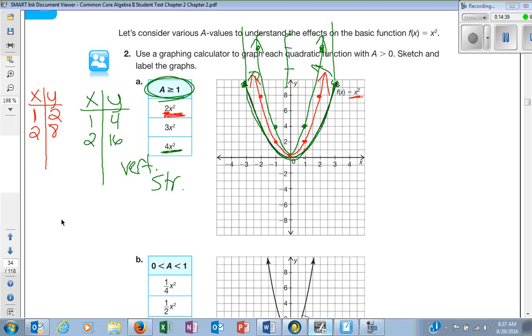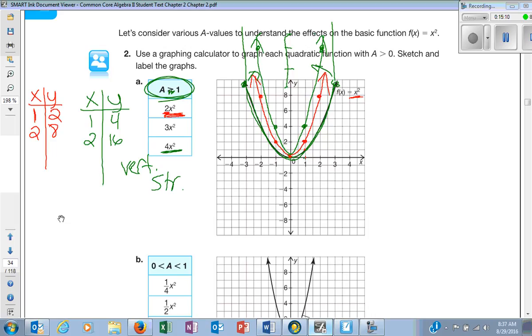I don't know why they put that. I don't agree with that. Because if A is 1, then I don't really have a stretch or compression. It's just my normal guy, the way that my parent looks. If I have a stretch, it's going to be anything bigger than 1. Then it's going to look a little bit different. And the further it gets away from 1, the further it's going to get away from looking like the parent, meaning it's going to get skinnier. You with me?